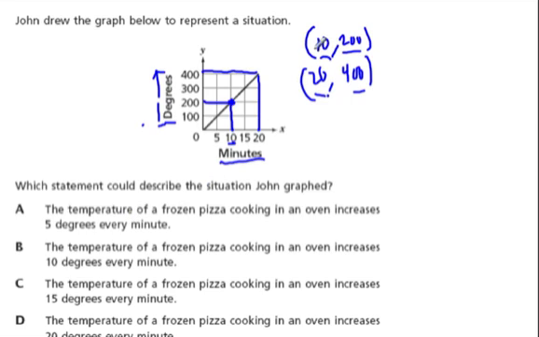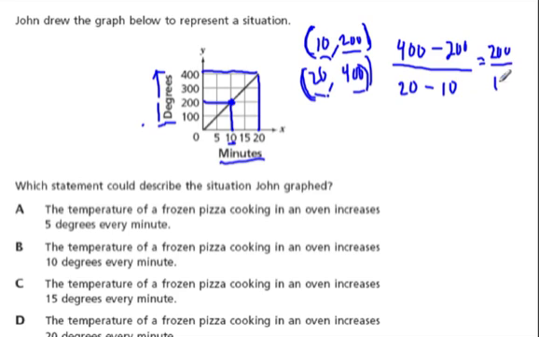When we went up 10 minutes, we went up 200 degrees. So let's think of that rate of change. Our y value, our delta y, right? From 200 to 400, that's an increase of 200 degrees. Out of what? Well, we went from 10 to 20. I'm going to subtract. So I'm just subtracting these values minus these values here to see what's happening. So it's 200 degrees for every 10 minutes.